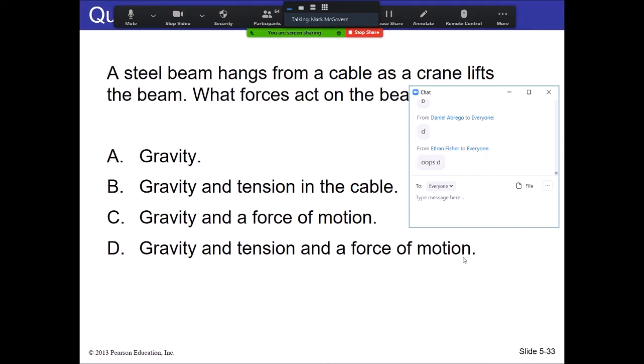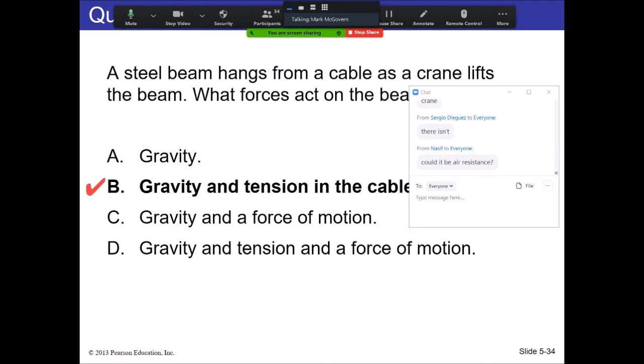Force of motion. What's the agent for that? Don't know. If you can't identify an agent for a force, it's probably not a force. No, the crane is not in contact with the steel beam. The cable's in contact with the steel beam, not the crane. When I say in contact, I mean literally touching. Crane's not touching the beam. So it has to be B.